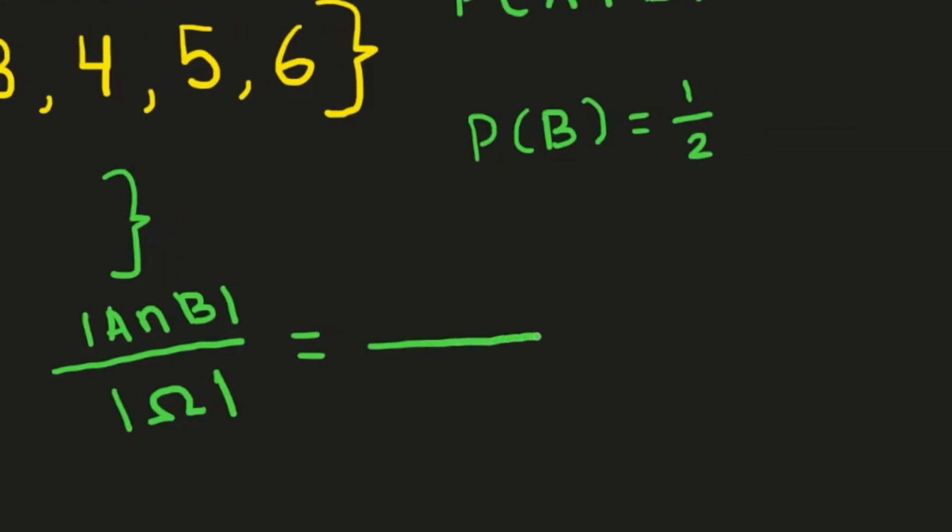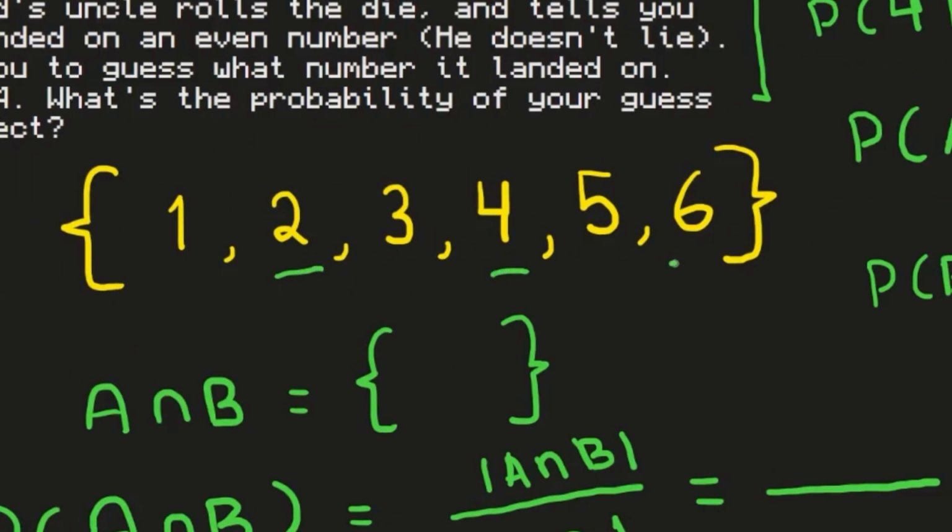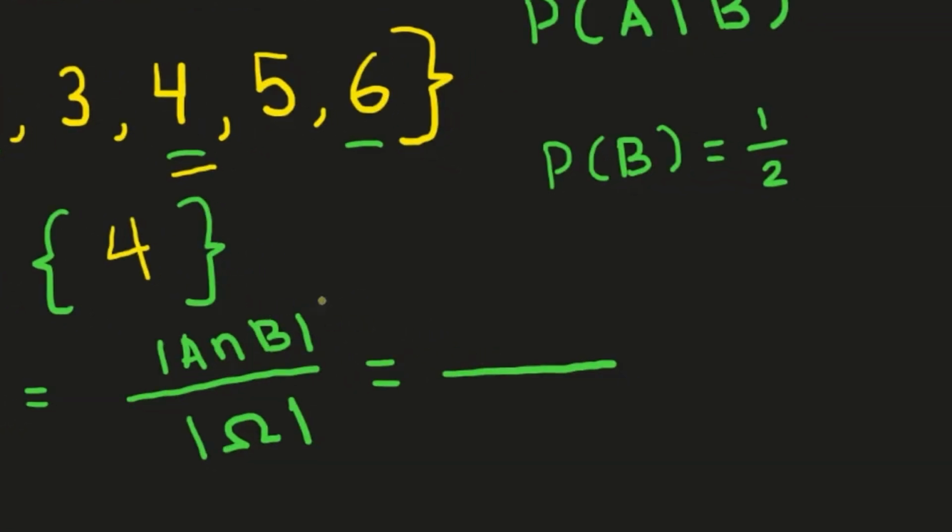Well, to find what A and B is, let's take a look at what event B is. Event B is the event in which we land on an even number, and we land on an even number when we roll 2, 4, or a 6. Event A is literally just landing on a 4, and so it's just that. And so the overlap is only going to have that. So our set A and B is just 4. And the cardinality of that set is 1. And if you remember, the cardinality of a sample space is 6.